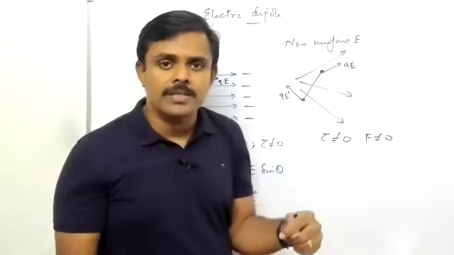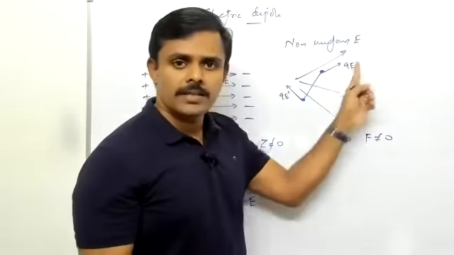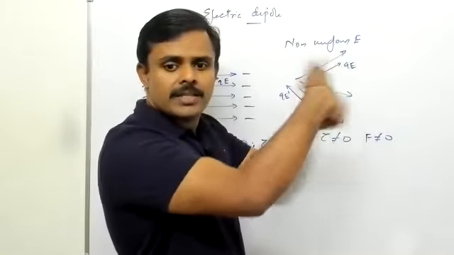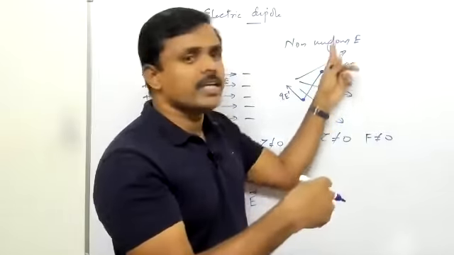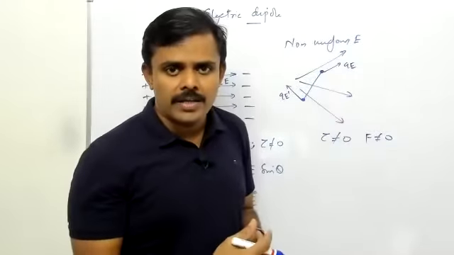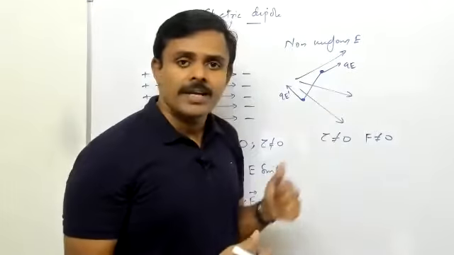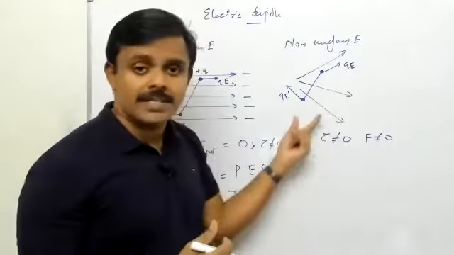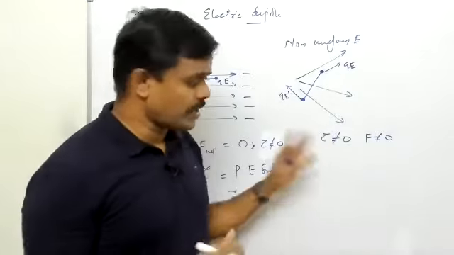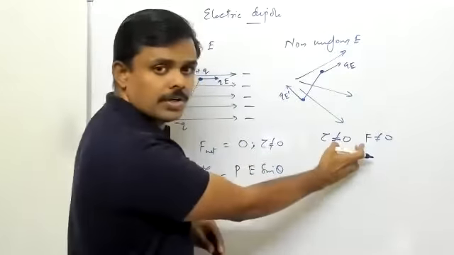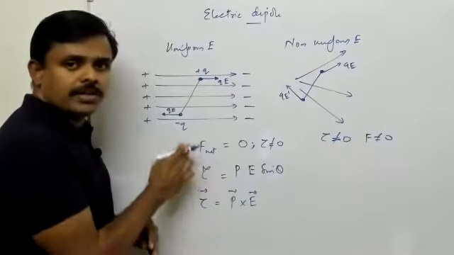But here what's happening? One force is QE, the other force is QE dash. So the dipole is rotating. At the same time, the dipole is moving in a straight line as well. Why? Because the dipole has a force also. The forces have not been cancelled with each other. Understood? Torque is already there. Torque not equal to 0, force not equal to 0 here, whereas in the uniform field force equals 0.